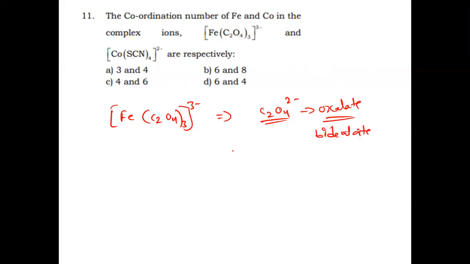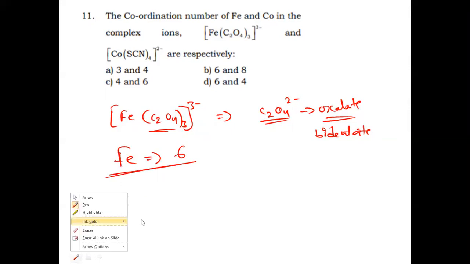which means it can donate 2 pairs of electrons towards the central metal atom. And here we have 3 oxalate ions. If one oxalate ion donates 2 pairs of electrons, 3 oxalate ions can donate 6 pairs of electrons towards the central metal atom. So iron has the coordination number 6.